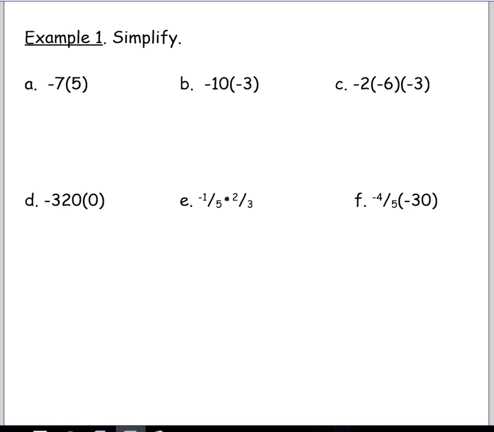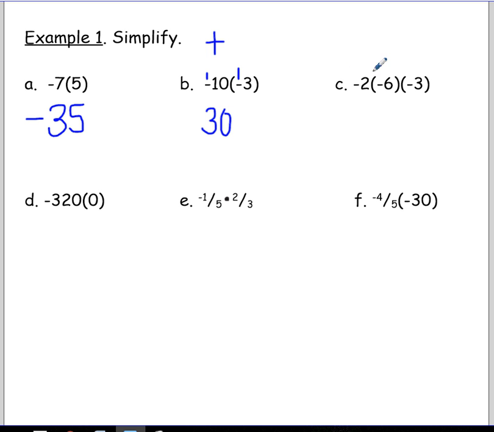So let's take a look at a couple examples. For A, we have negative 7 times 5, which is 35. And then we'll take a look at the signs. I see that the 7 was negative, so we have one negative sign, so our answer stays negative. For B, we have negative 10 times negative 3 to get 30. And then if we look at our signs, we had a negative with the 10 and a negative with the 3. So I think of one negative and then the other negative twisting and making it into a plus sign. And so our answer is going to be positive 30.